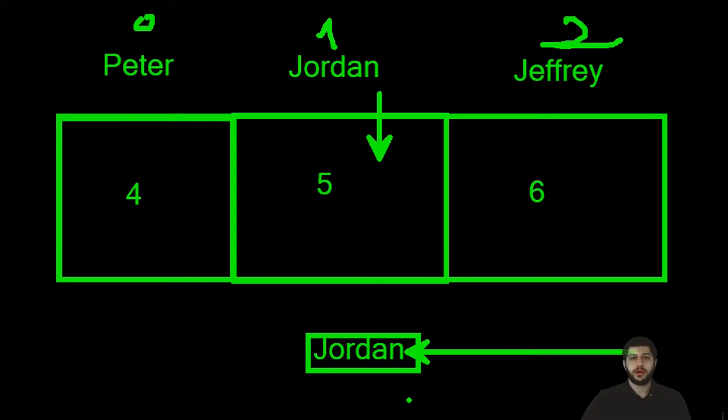But if we have a plain array, it doesn't really matter what the key is. Plain arrays only understand indices. We are accessing values only using indices. They don't really have keys.